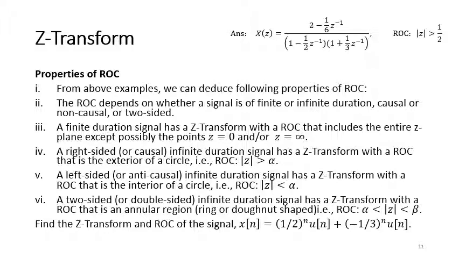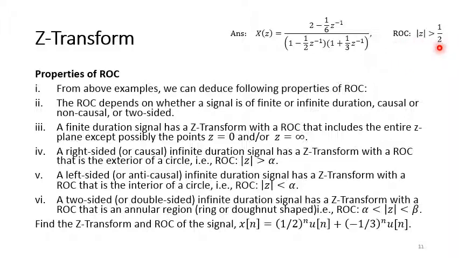So with this we end the lecture for today, and we'll start the next lecture from this slide. But meanwhile, this is your homework. You have x of n equals 1 over 2 to the power n u of n plus minus 1 over 3 to the power n u of n. This is your homework, and this is the answer for the homework: this is the mathematical expression, and this one is the region of convergence.